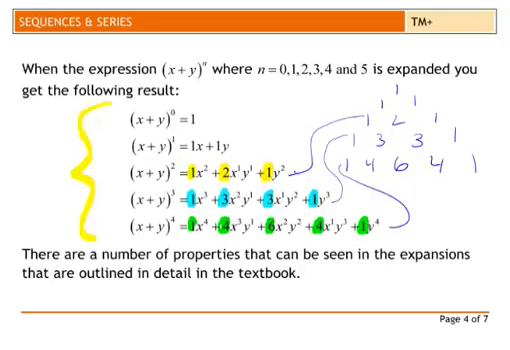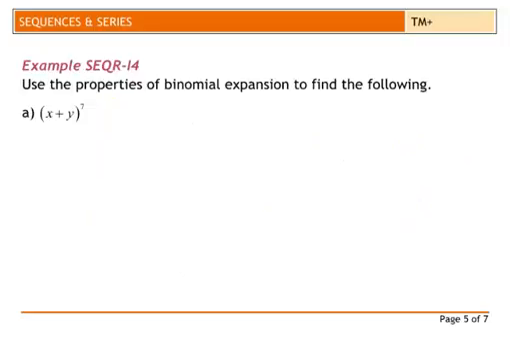Another thing to look at is the x terms: the power of x is decreasing and the power of y is increasing. So x cubed, x squared, x to the 1, x to the 0, which is 1, and y to the 0, y to the 1, y squared, y cubed. Now, those details are in the textbook, so you can have a look at those if you need to. So let's use the properties of a binomial expansion to find the following.